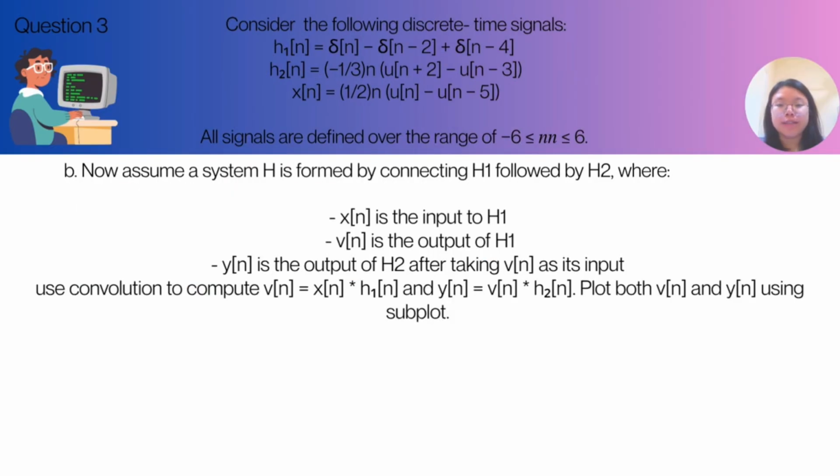B. Now assume a system H is formed by connecting h1 followed by h2, where x[n] is the input to h1, v[n] is the output of h1, and y[n] is the output of h2 after taking v[n] as its input. Use convolution to compute v[n] equals x[n] times h1[n] and y[n] equals v[n] times h2[n]. Plot both v[n] and y[n] using subplot.